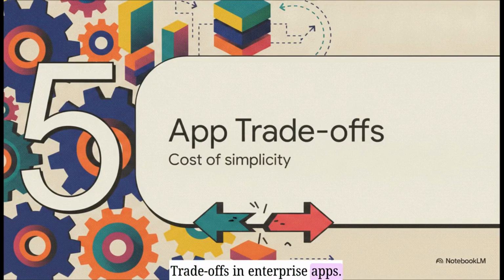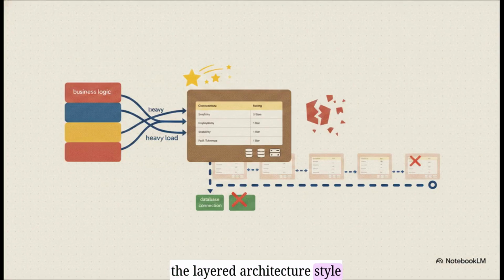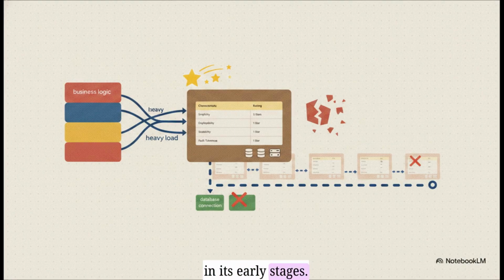Section 5. Trade-offs in enterprise apps. The hidden cost of simplicity. When we evaluate the layered architecture style on a scorecard, it earns an excellent 5 stars for overall cost and simplicity. It's super familiar, natural to build, and cheap to maintain in its early stages. But look down at the bottom. It scores a dismal 1 star for deployability, scalability, elasticity, and fault tolerance.